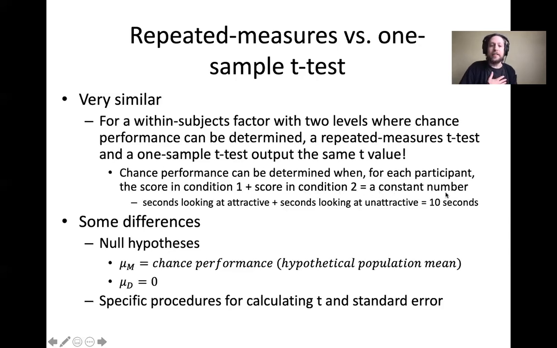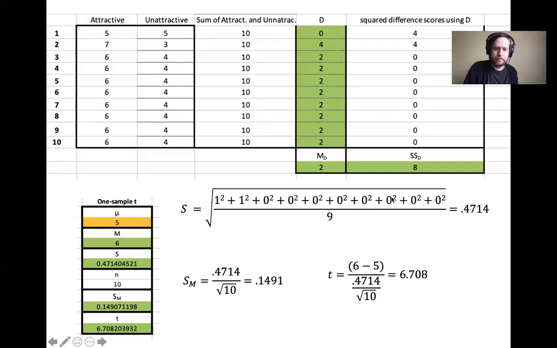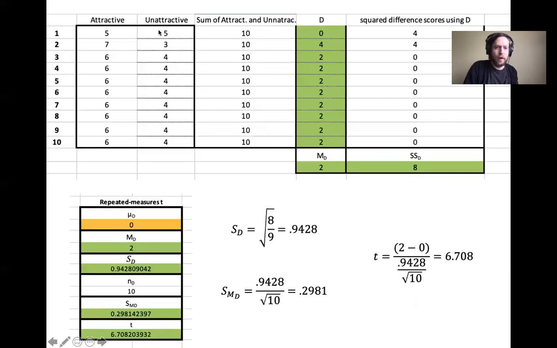number. For the current example that we're using right now, if you add up the amount of time the baby's looking at the attractive plus the unattractive face, it always equals 10 seconds. Let's verify that. Right here, 5 plus 5 equals 10. 7 plus 3 equals 10. And all these 6 plus 4s equals 10. So this is what I mean by a constant number right here. Because this number is constant right here, we can calculate what chance performance would be.